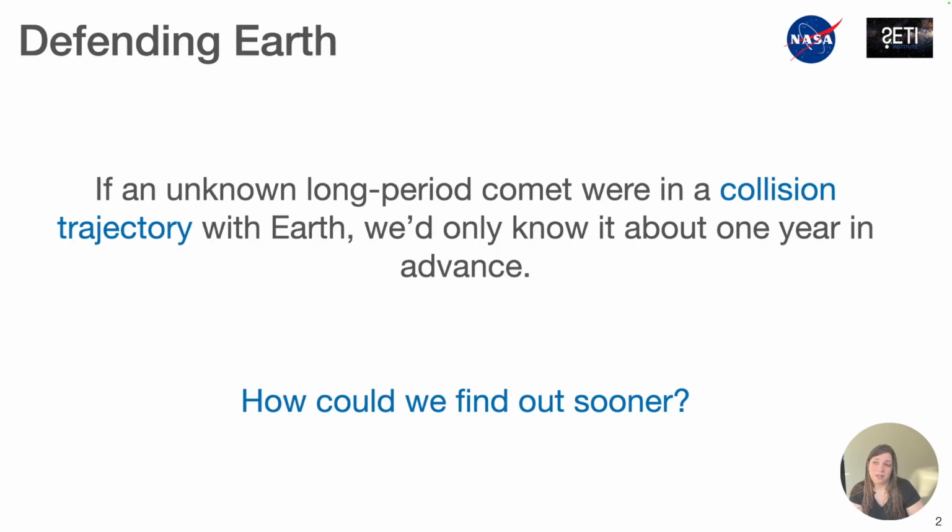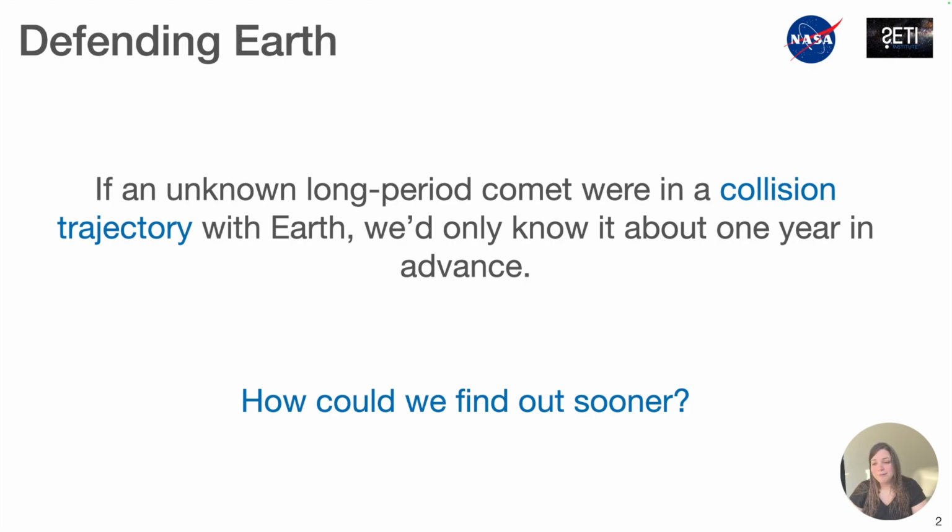So the first application I'm excited about is defending Earth. This is a project that I worked on with NASA and SETI. It's about trying to find comets that could potentially be in a collision trajectory with Earth. Currently, if there was such a comet that would be in a collision trajectory with us, we would only find out about 1 year in advance. And the idea behind the project was to find out much sooner.